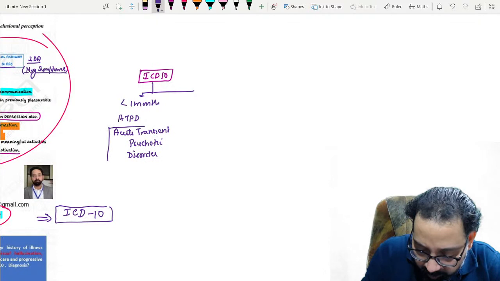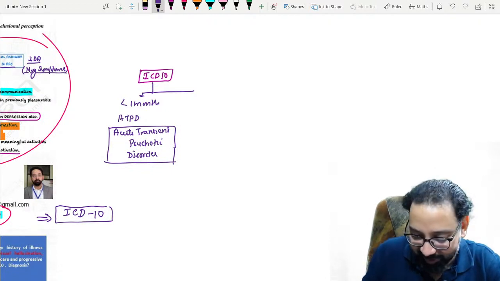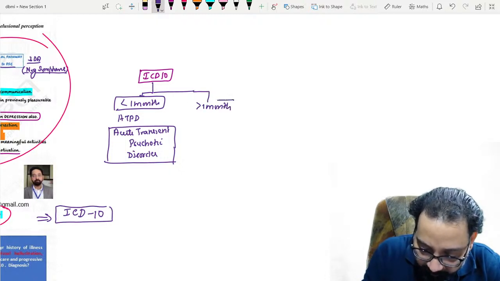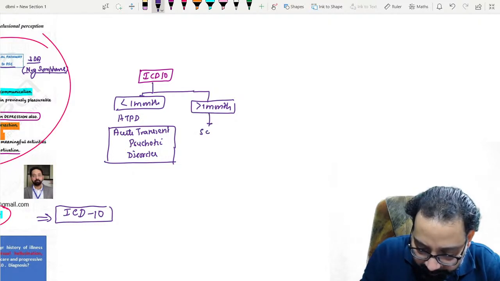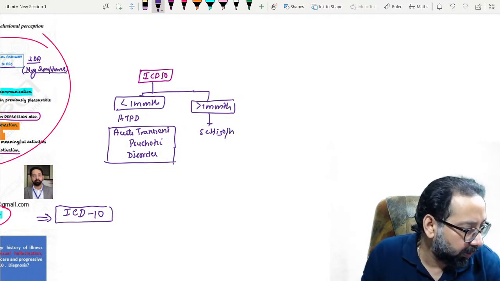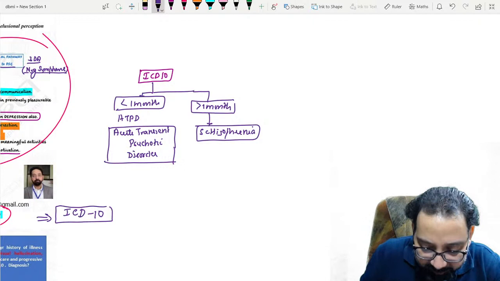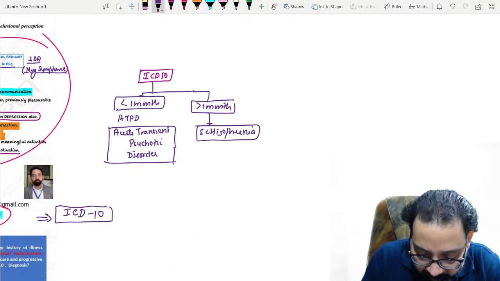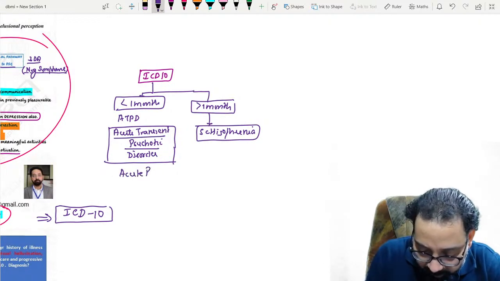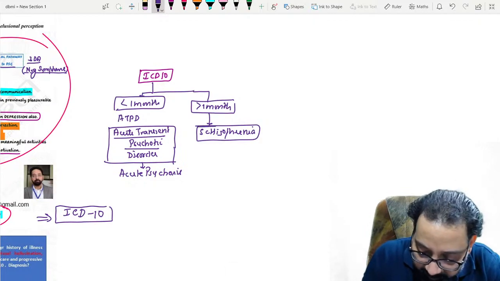I know it is going to disturb you and confuse you, but this is not my fault, because there are three classifications and they have different points. But if these symptoms are more than 1 month, then schizophrenia. Clear? So ICD-10, if these symptoms are less than 1 month, ATPD, acute transient psychotic disorder. Another name of this is acute psychosis. But if more than 1 month, that is schizophrenia.